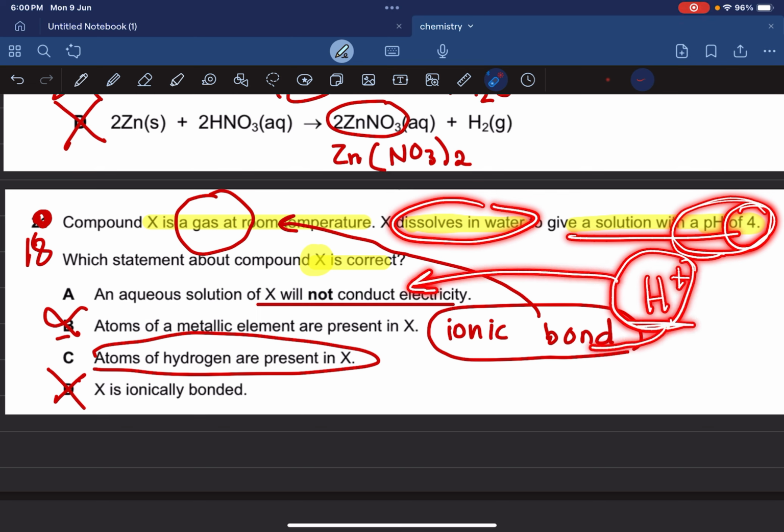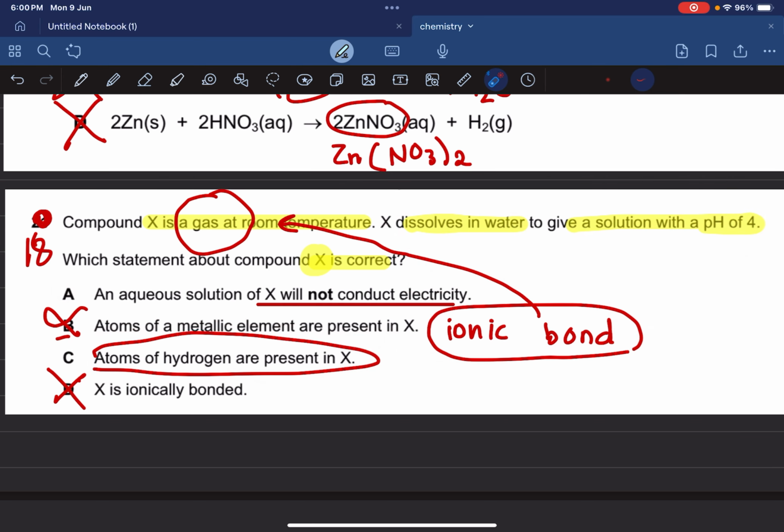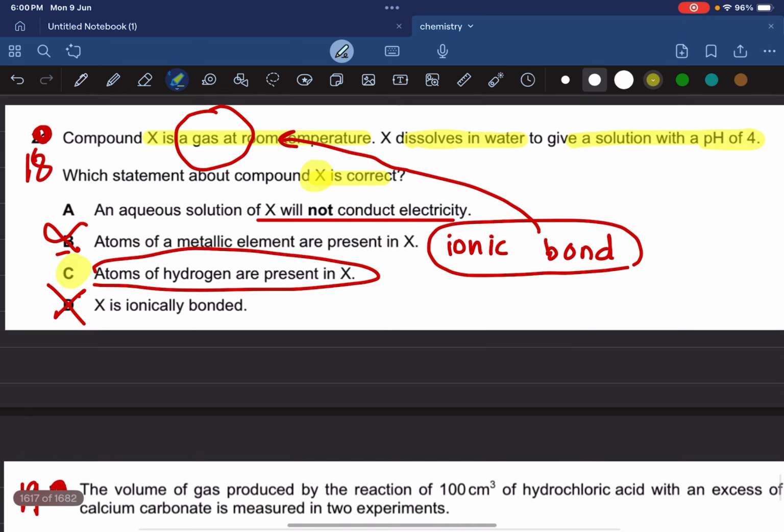So this is also incorrect, and this one is correct, that atoms of hydrogen are present in X. Why atoms of hydrogen? Because it has a pH of 4. That means H plus ions are present in it. And if H plus ions are present, it surely has atoms of hydrogen in it. Okay, so option C is correct.